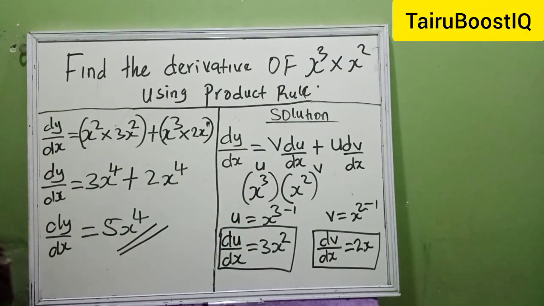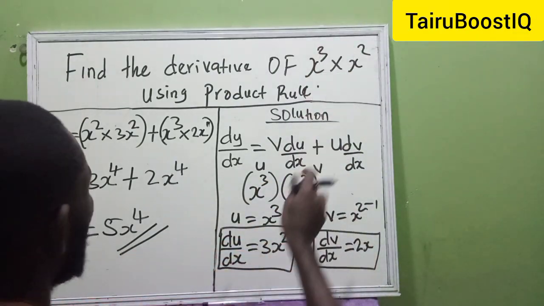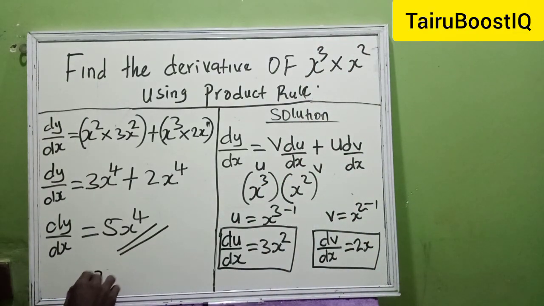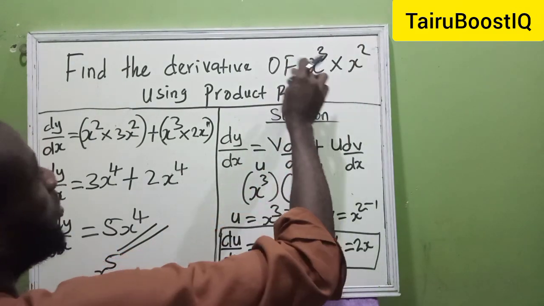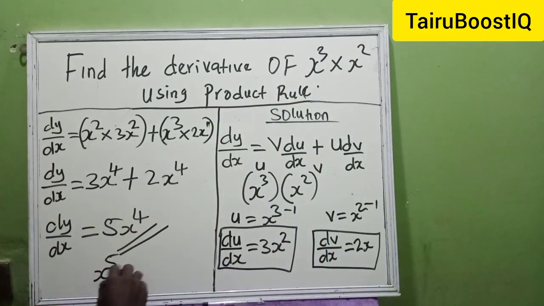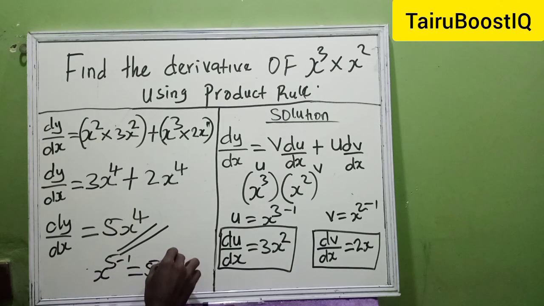And in the short way, you can decide to just times these numbers. Then when you times them, you are going to have x raised to power 5, since x raised to power 3 times x raised to power 2 gives x raised to power 5. And if we differentiate that, this 5 will come down. We now have 5x, then we take away 1, we still have 4. So anyhow you use it, you can see that the answer is still the same thing.